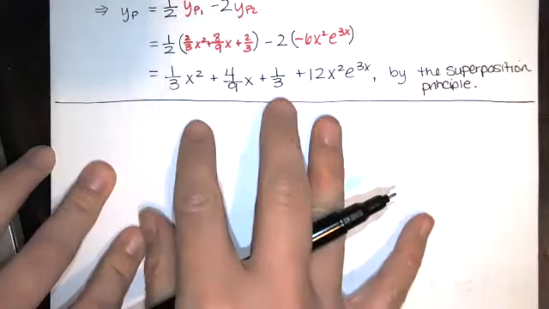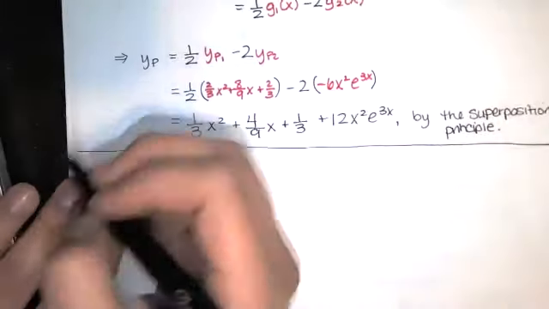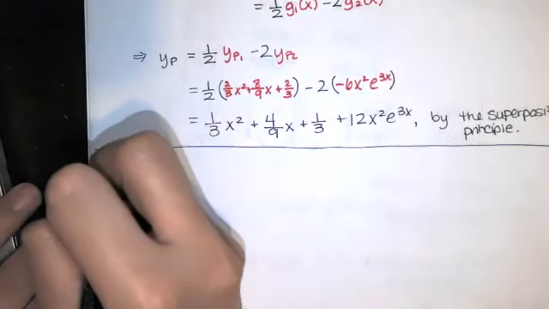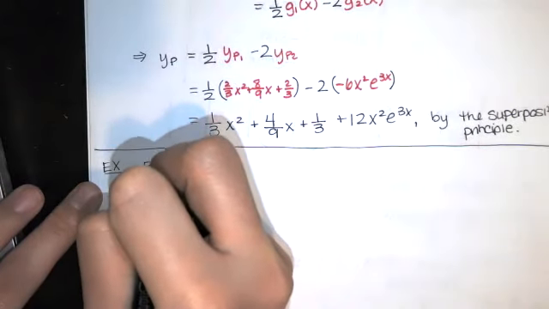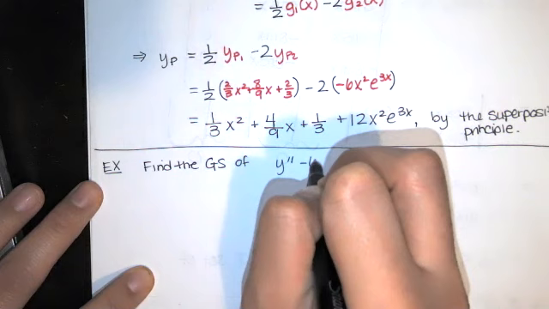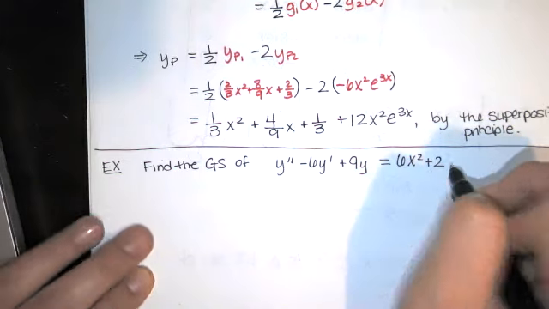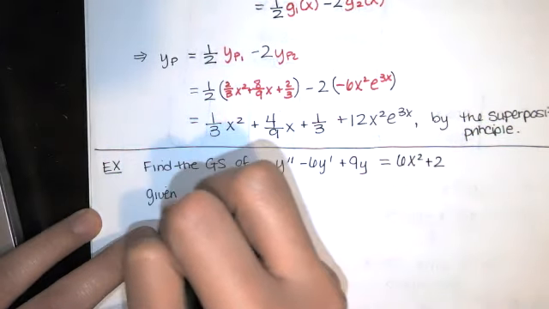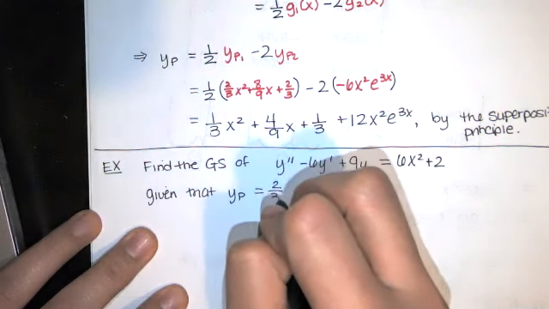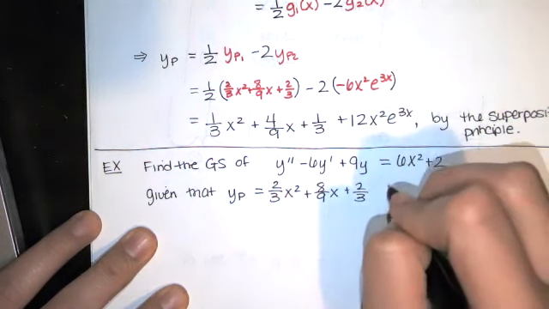Now, if you're thinking to yourself, okay, but that's not the general solution of this differential equation, you're absolutely right. In order to find the general solution, let's just look at that top differential equation. Let's say you're asked to find the general solution of y double prime minus 6y prime plus 9y equals 6x squared plus 2, given that y sub p equals 2/3 x squared plus 8/9 times x plus 2/3 is a solution.